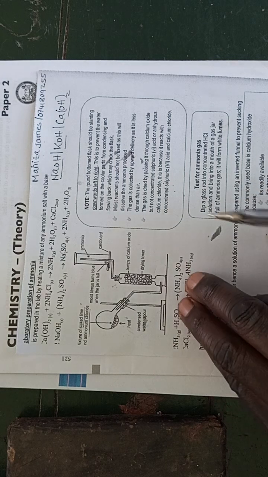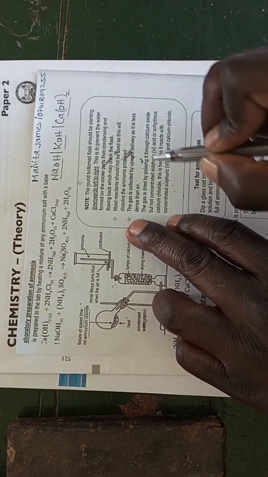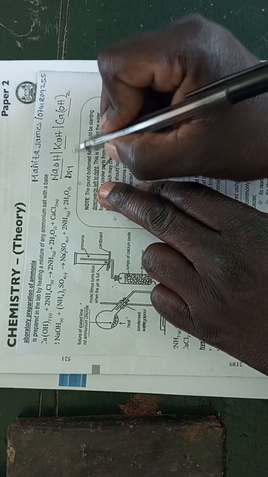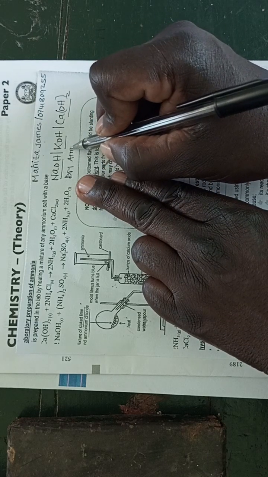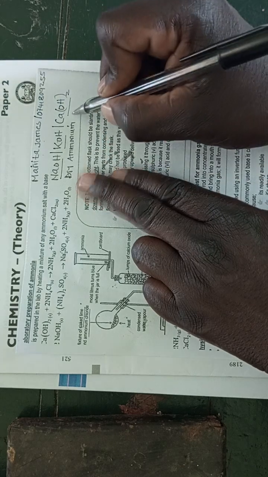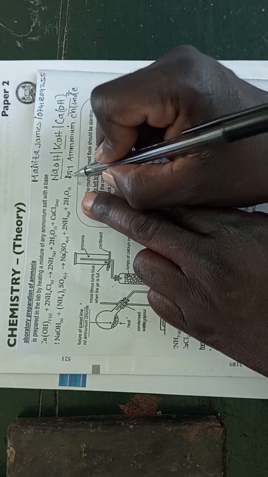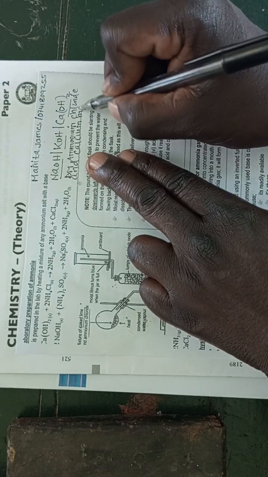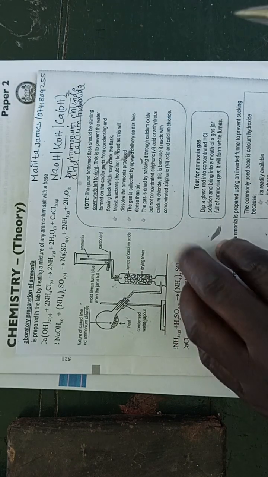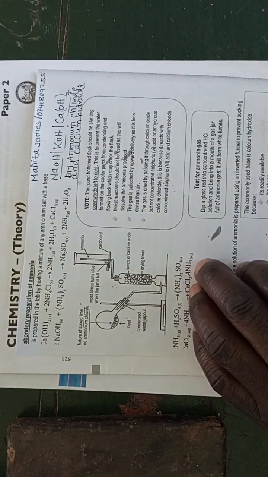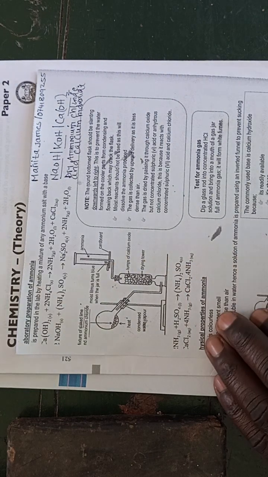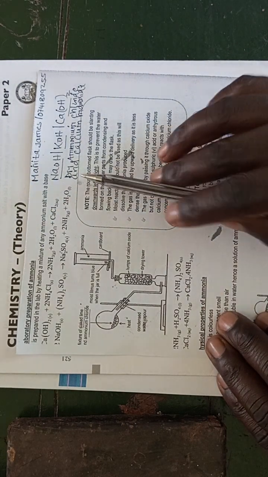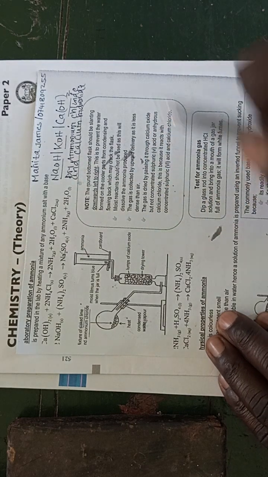Now, the main reagent for the preparation of ammonia is dry ammonium chloride and calcium hydroxide. So here you have a mixture of dry ammonium chloride and calcium hydroxide. Remember, it is very important to note that the reagent must be dry. If we are using a moist reagent, then the ammonia gas will just dissolve. So it is very important to note that the reagent must be dried.